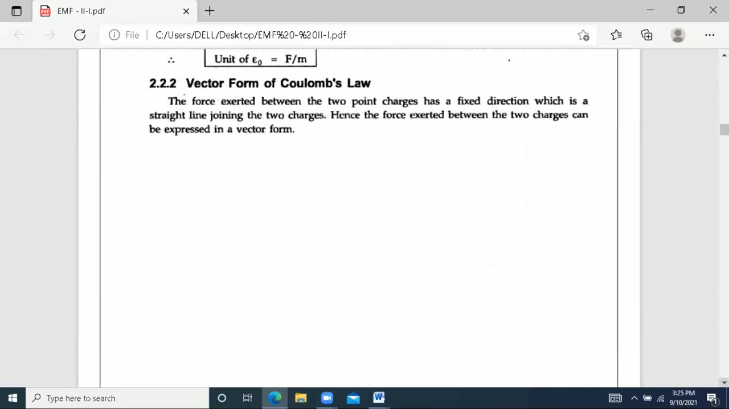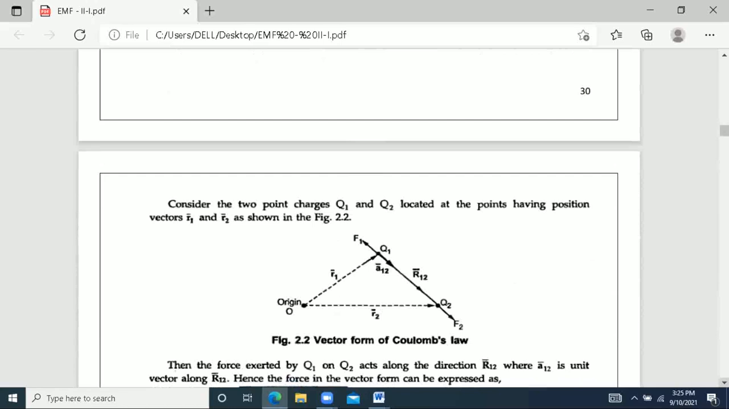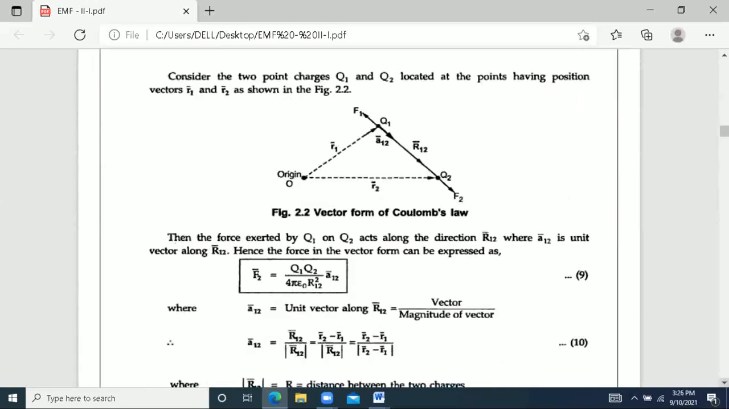So this is the reason now for the vector calculus. Consider two point charges, Q1 and Q2, located at points having position vectors R1 and R2 as shown in figure 2.2. So here is R1, Q1, and Q2. This is your location vector for Q1, and your location vector for Q2. So what we want to do, the force exerted on Q2 by Q1 acts along the direction R12. Just like the definition said, it acts along the straight line between the two of them, right?